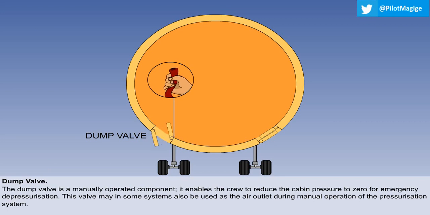The dump valve is a manually operated component. It enables the crew to reduce the cabin pressure to 0 for emergency depressurization. This valve may, in some systems, also be used as the air outlet during manual operation of the pressurization system.